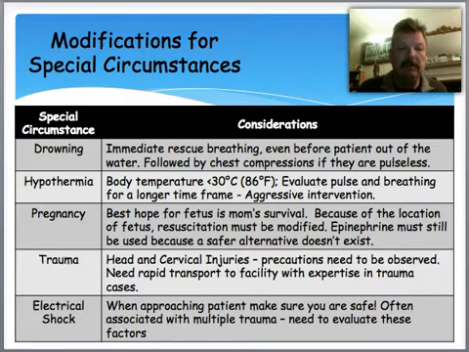Trauma. You have head and cervical injuries. Precautions need to be observed. Need rapid transport to a facility with expertise in trauma cases. Electric shock. When approaching patient, make sure you are safe. Often associated with multiple trauma, and you need to evaluate these factors.